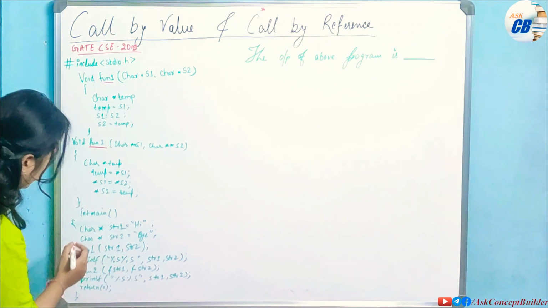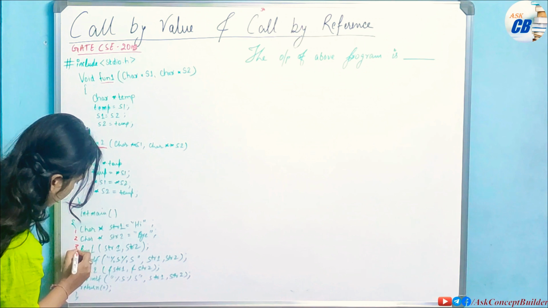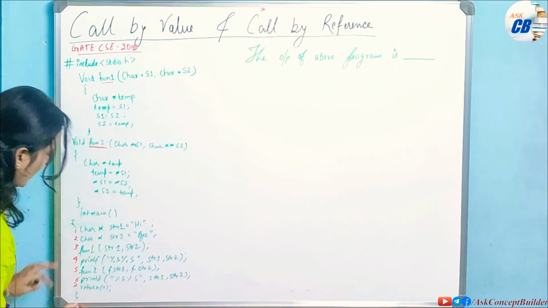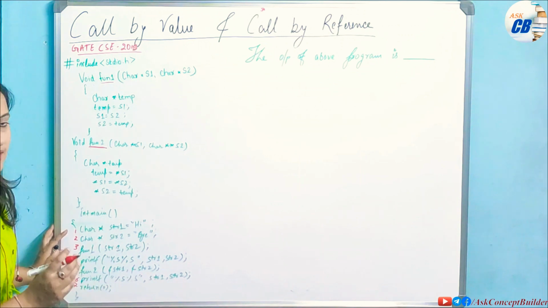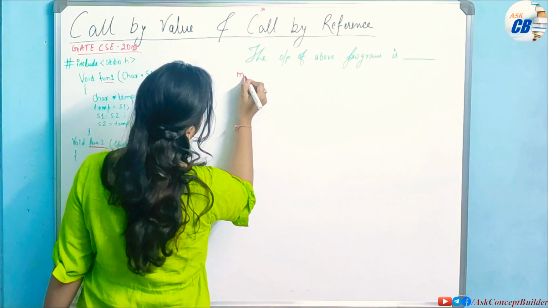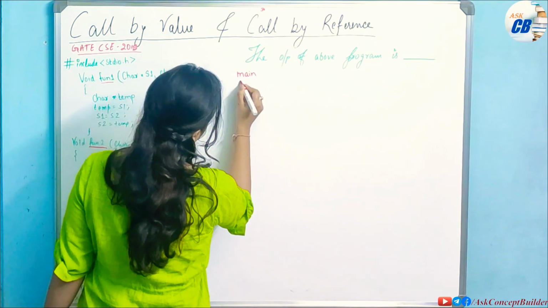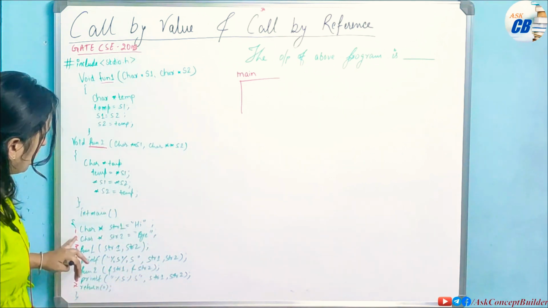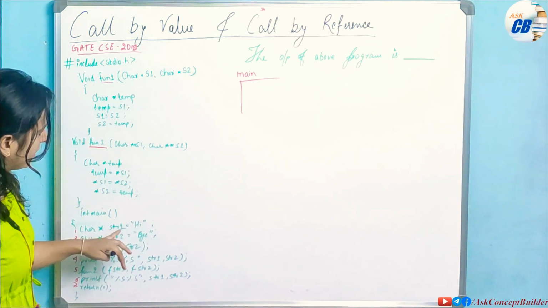Now we'll start here. It has 1 2 3 4 5 6 7 statements, so we have to complete the execution of all the 7 statements. We'll start our program from the main function. Now this is your main function. Our first step is char *str1 equals to "hi".